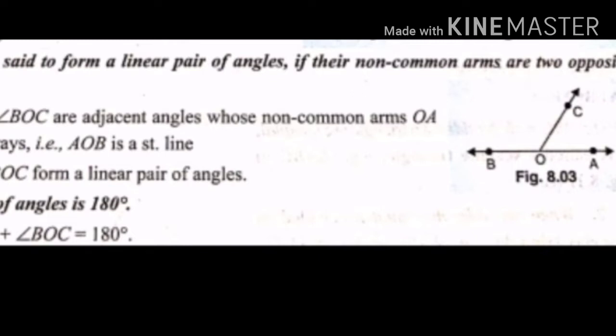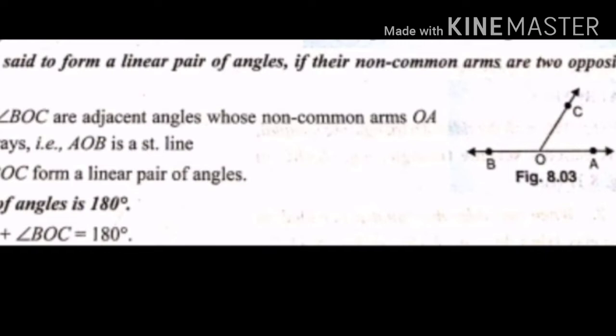Here you can see in the figure that BA is a straight line and O is the point from where OC is the ray. So here the two adjacent angles, that is COB and COA, are two adjacent angles which form a linear pair. Okay, and they are the two opposite rays. Here OB and OA are two opposite rays and they are forming two adjacent angles, and the straight line BOA is forming a linear pair.